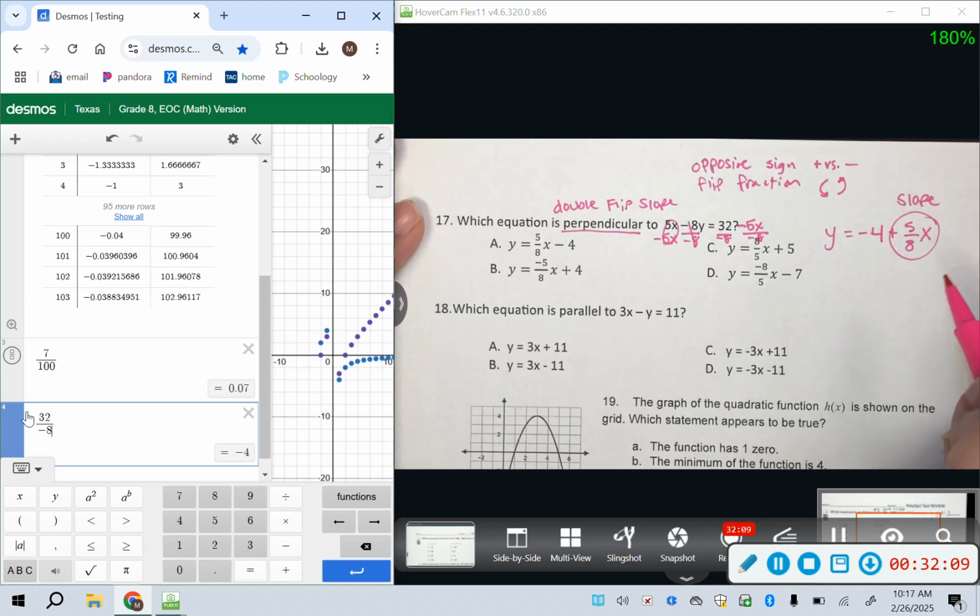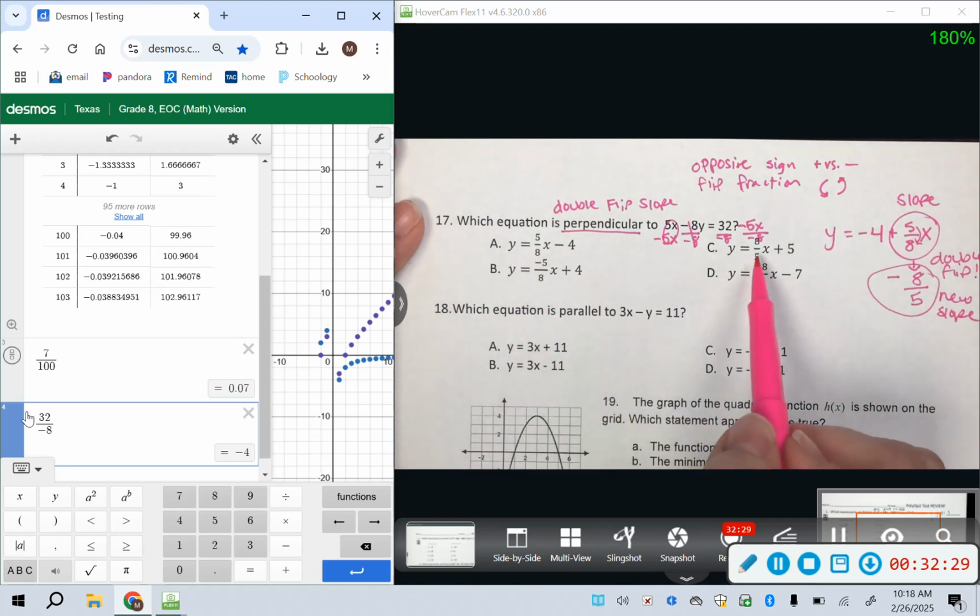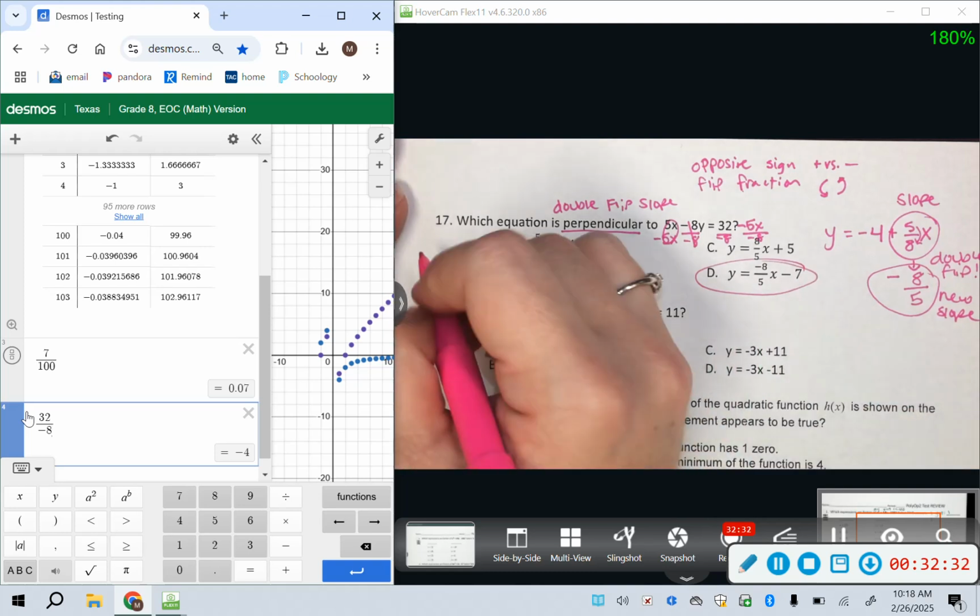So if I do double flip, flip the sign, so instead of positive, it's going to be negative. We're going to flip the fraction, so it's going to be 8 over 5. So this is my new slope. Well, this is positive. It's upside down, so my answer is D.